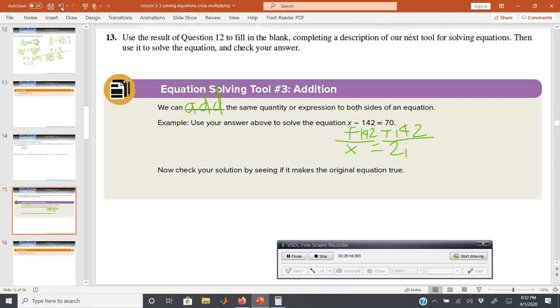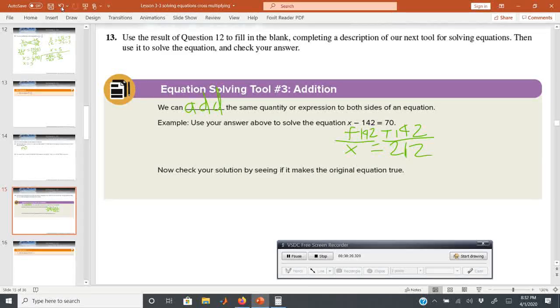If we subtract 142, we add 142, or 142 and negative 142 equals 0. X plus 0 just equals x. And 70 plus 142 is 212. So we have used our idea of doing the same thing to both sides of the equation. We have x by itself, and it says literally x equals 212.